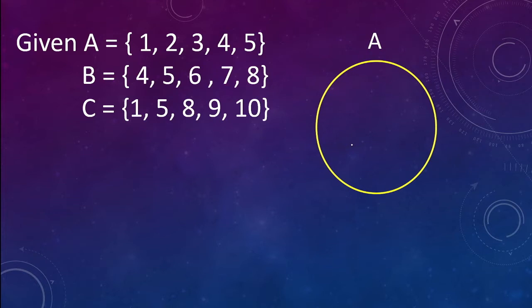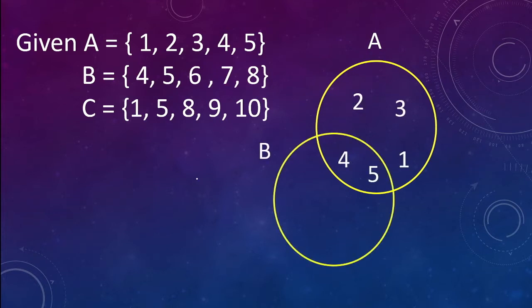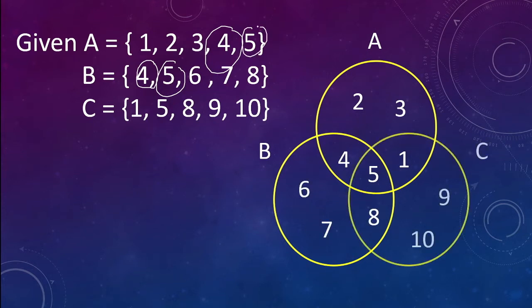So, set A. So, ayan. 1, 2, 3, 4, 5. So, set B. So, makikita nyo, meron silang common element. Kaya nag-overlap yung dalawang circle or Venn diagram. So, this one, yan ang kanilang common element. Then, next, for set C, common elements 1, 5, 8. So, ang pinaka-common element ng tatlong set is 5.